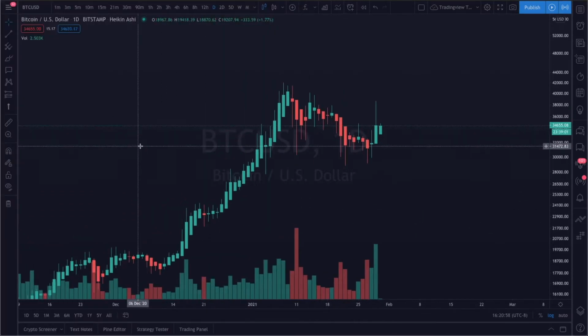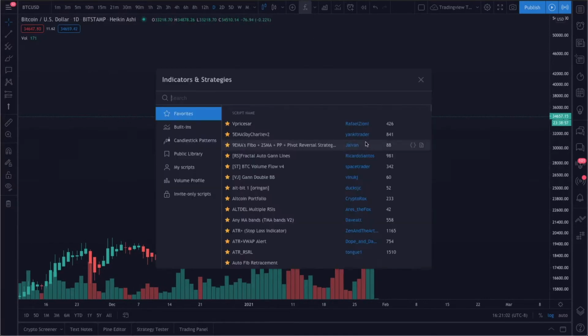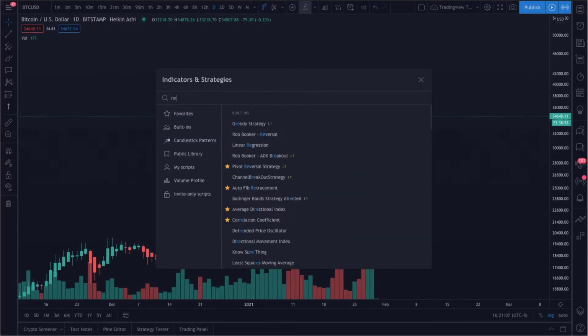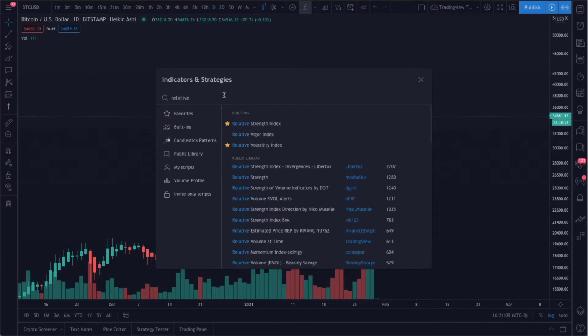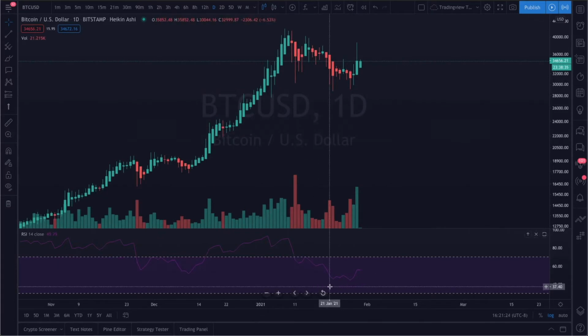So first thing you're going to want to do here is go to your Tradingview chart. You're going to click on the old F of X here. We're on the daily chart, mind you, and we're going to type in relative, and it should be the first one that pops up, and boom, there it is, relative strength index. Now you can click on this little star that will add it to your favorites. So here is what the RSI looks like.